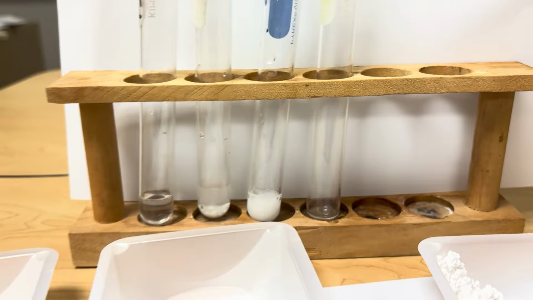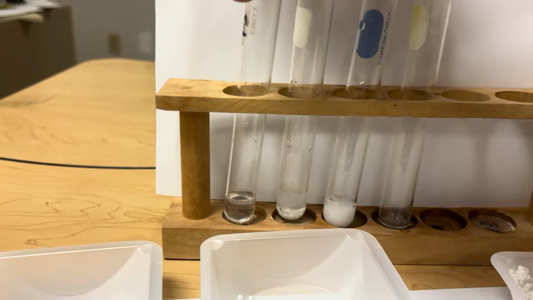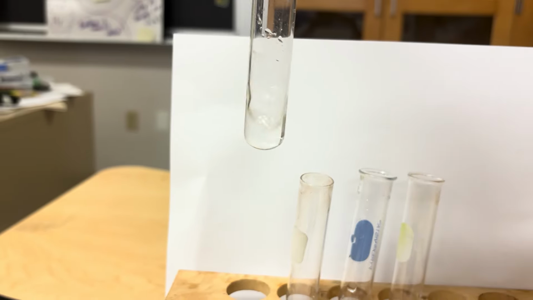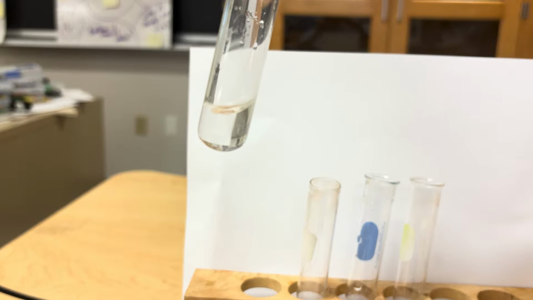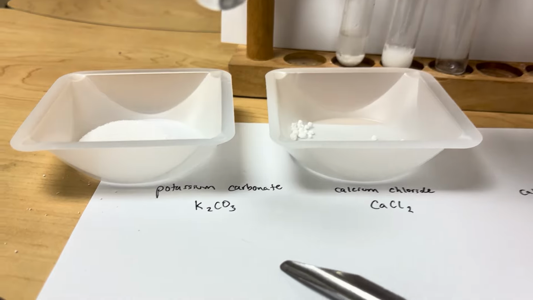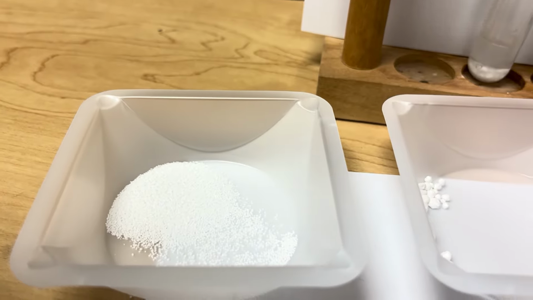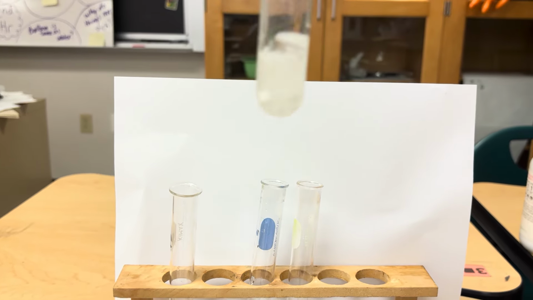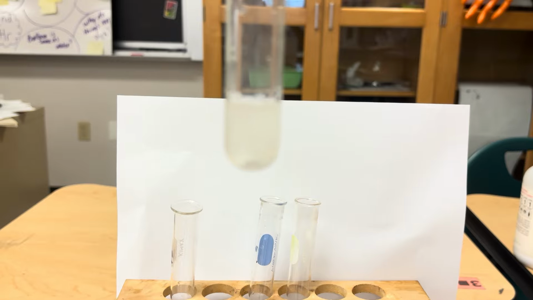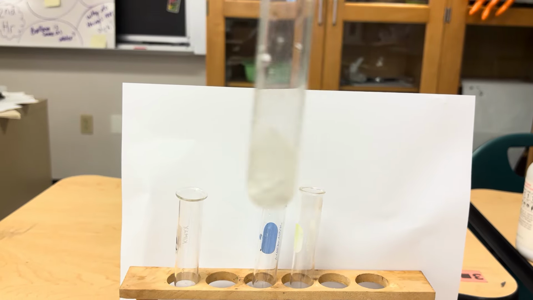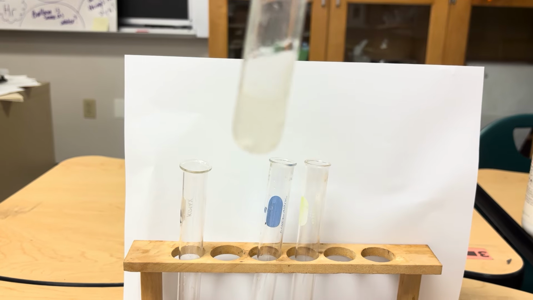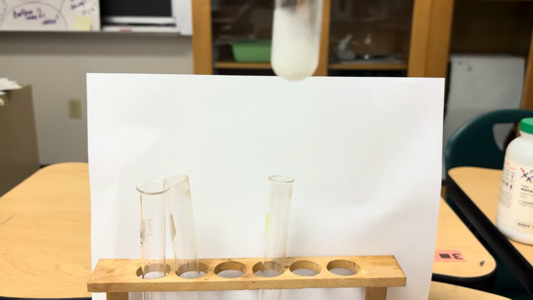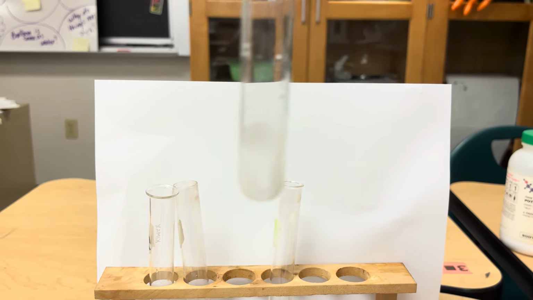About the same amount of water in each one. And we can see now that my first one has settled, that it has dissolved completely. I don't see any more pieces of potassium carbonate. My calcium chloride is looking like it's starting to dissolve. And let's check on my calcium carbonate to see how that one's doing.